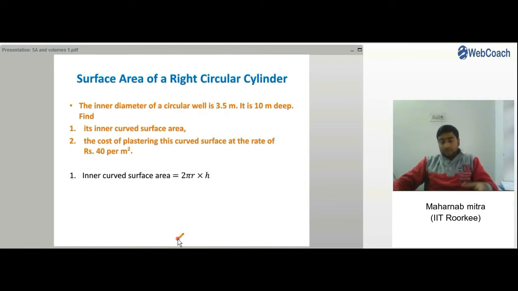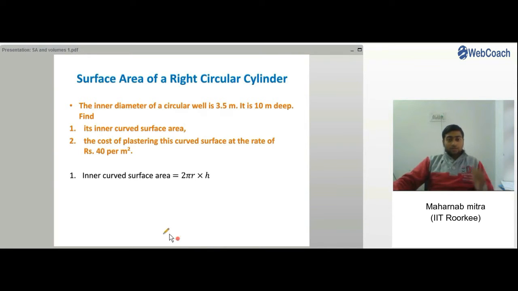Now the inside surface is the surface of a cylinder, right? It is nothing but the curved surface of a cylinder. Mind it, the well is not covered, and what is asked is the inner curved surface area, not even the area of the base, because it is flat, right? We are not asked to find the flat surface areas, but the curved surface area. So the inner curved surface area will be the surface area of the cylinder, right?